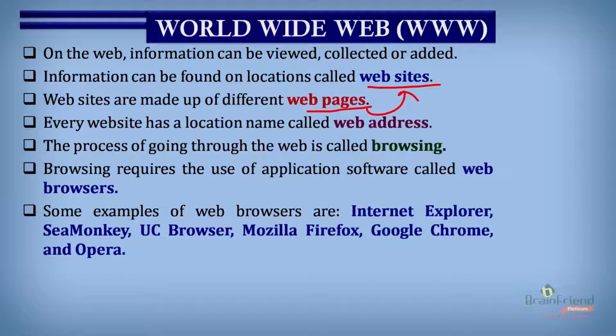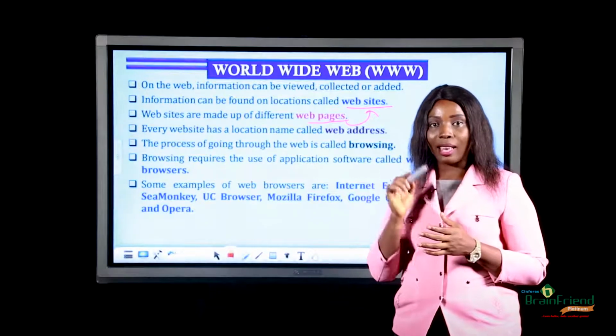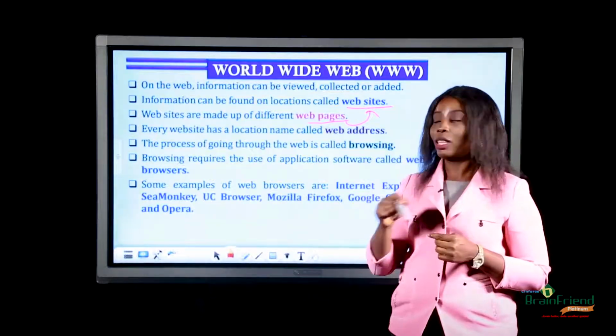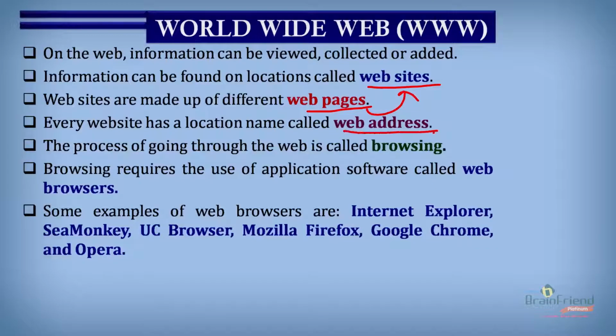And to identify a website, you must be able to know the web address. So each web address points to a website, just as you have your house. Your house has an address that helps people locate it. So a web address helps you locate a website.